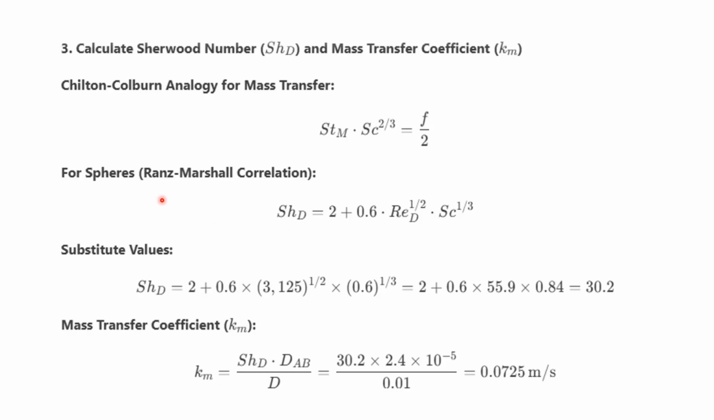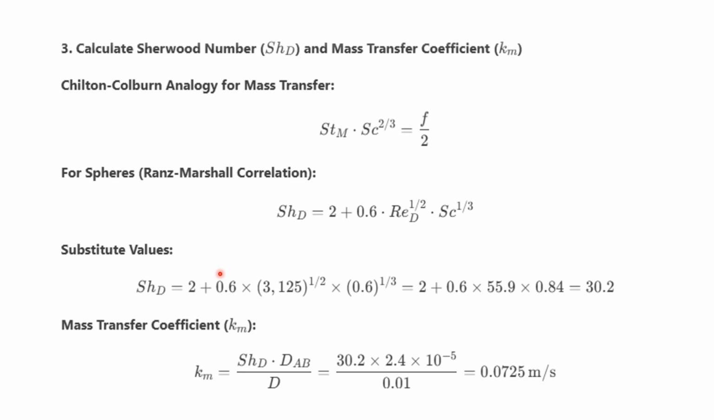Now, the Ranz-Marshall correlation. We have used this correlation in the previous part, and for Sherwood number it goes as 2 plus 0.6 multiplied by Reynolds number to the power 1 by 2 multiplied by Schmidt number to the power 1 by 3. Now, we have calculated Reynolds number, and Schmidt number is given in the question. So we substitute all these values, and we get Sherwood number as 2 plus 0.6 multiplied by Reynolds number, that is 3125, to the power 1 by 2, multiplied by Schmidt number, that is 0.6, to the power 1 by 3, which after calculating gives Sherwood number as 30.2.